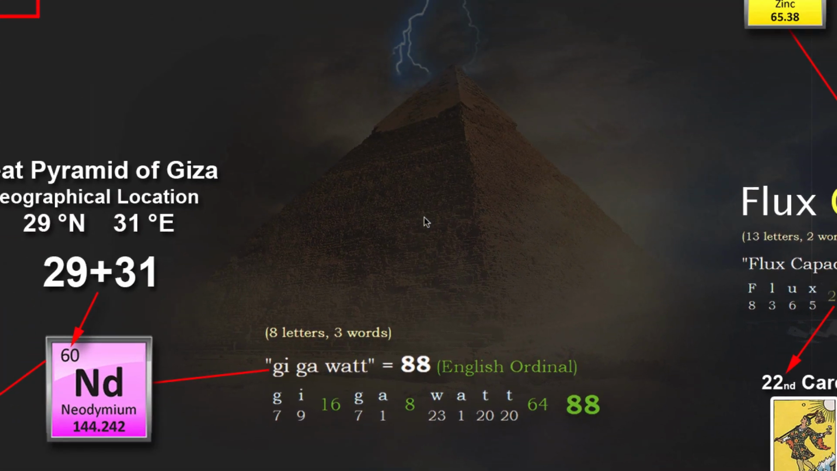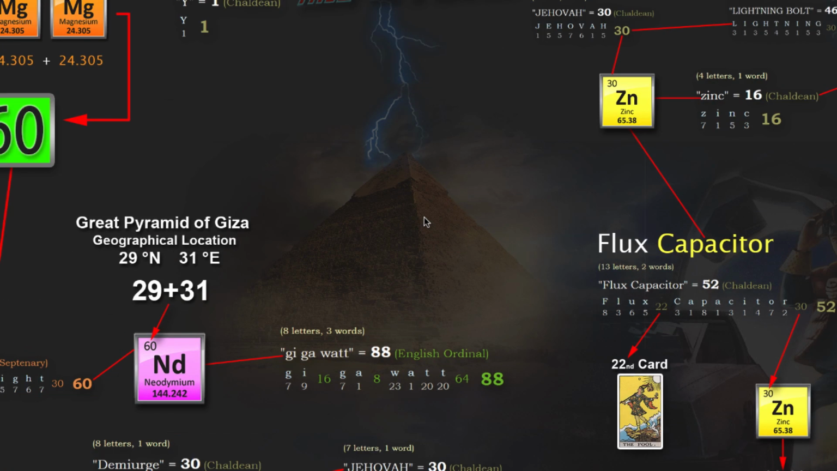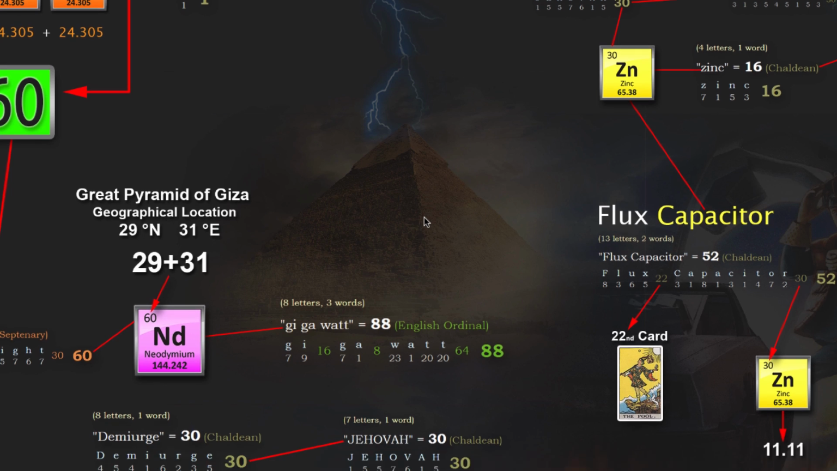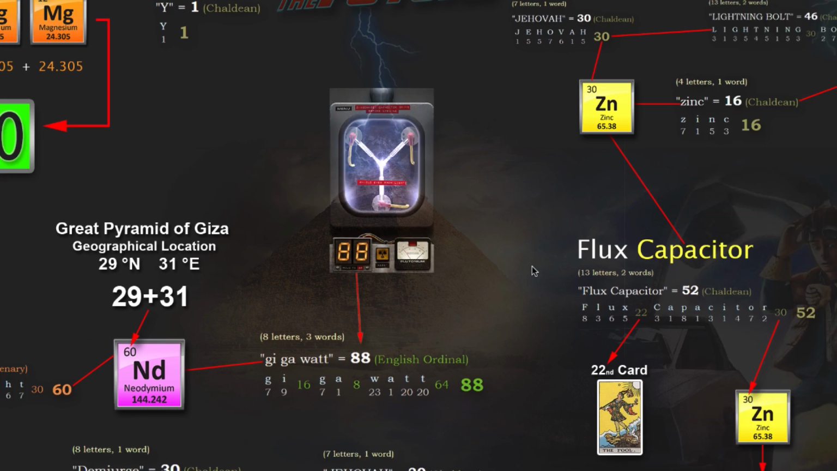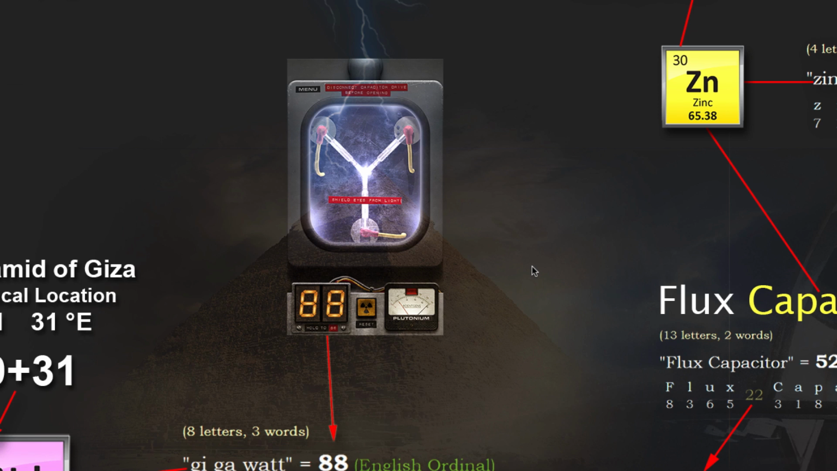Now we're going to get really into the meat of this, because I'm going to get into some stuff that's groundbreaking. We're going to touch on this flux capacitor. Let's show the flux capacitor. And there it is. The flux capacitor. You've probably seen this before in the movie Back to the Future. This is actually taken from the movie Back to the Future.